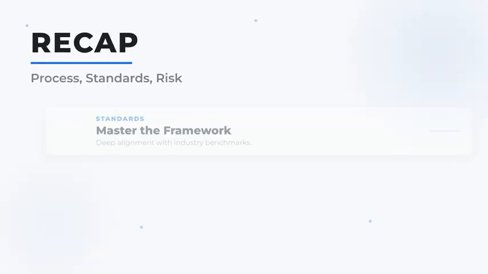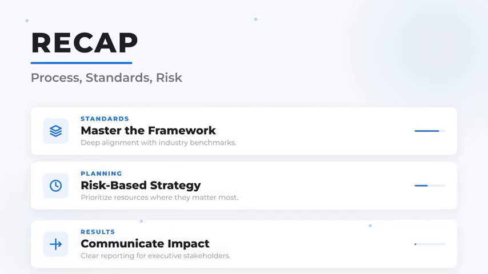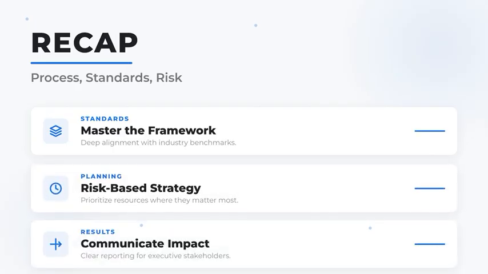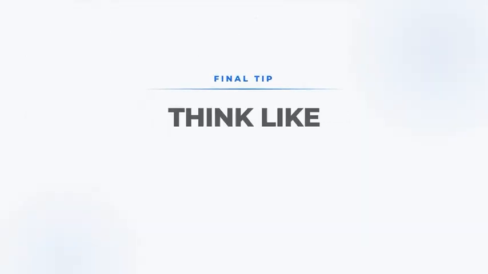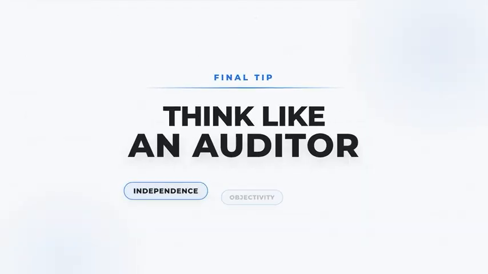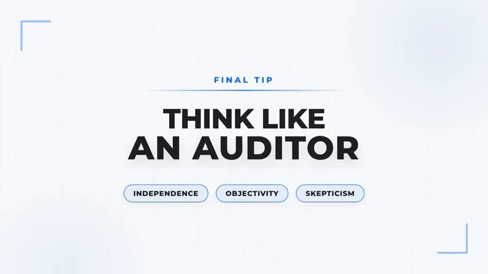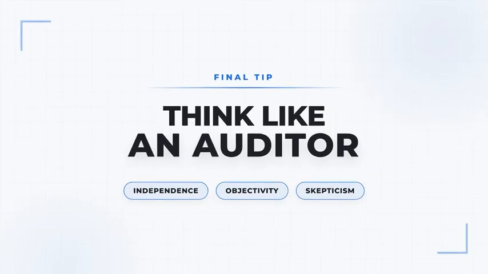To recap, Domain 1 is about the process. Master the standards, understand risk-based planning, and know how to communicate results. Remember to always think like an auditor from ISACA's perspective. Focus on independence, objectivity, and professional skepticism.